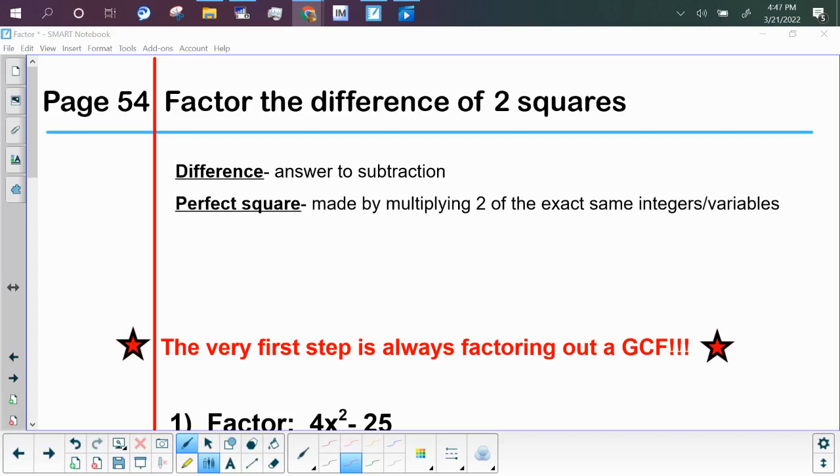Okay, hello. You are opening up your OMG to page 54 so we can take our notes on the factoring of the difference of two perfect squares. Okay, page 54 of our OMG.